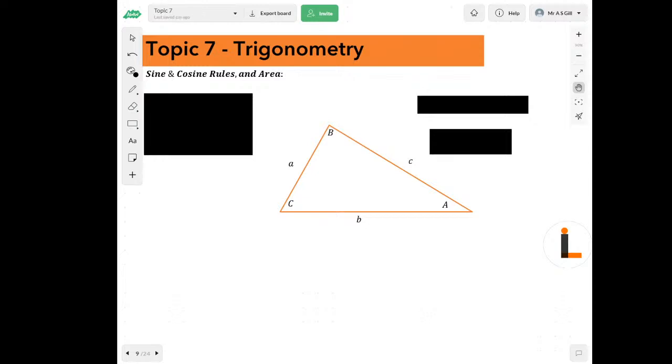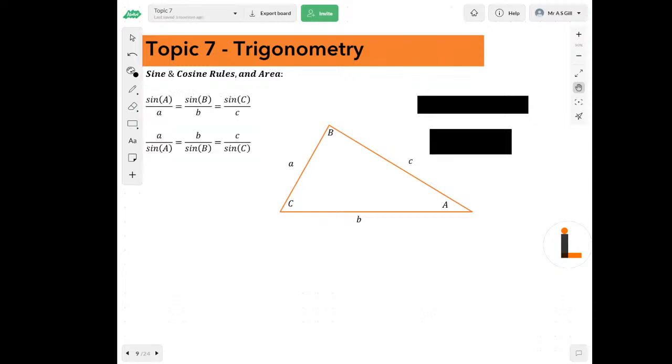Okay, so on the left hand side here, we've got the 2 versions of the sine rule. If you've only got one, it doesn't matter. They're just reciprocals of each other. The key thing is that you've either got all the angles on the numerator and all the sides on the denominator, or the other way around. But as long as you're consistent, it doesn't matter.